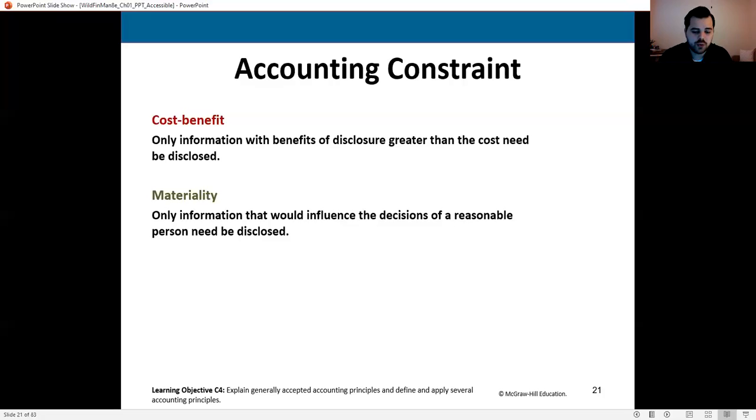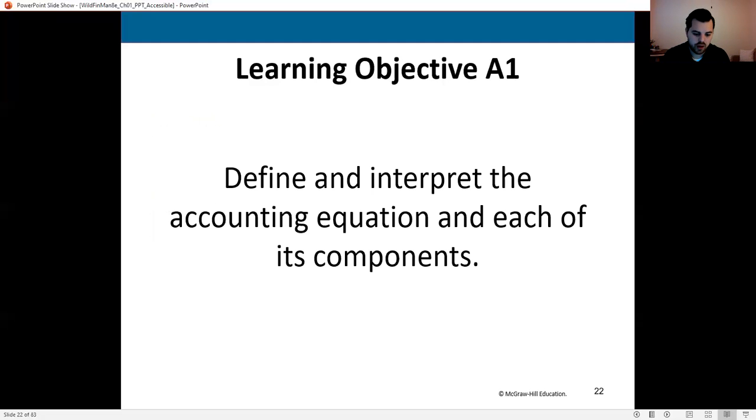Now, there are certain times we have to do things as a matter of law where they say, look, we don't really care if it's costly to you, you have to do this. And so we'll do those things. And then we've got what's called materiality. So the only information that would influence the decisions of a reasonable person will be disclosed. Once again, if Walmart loses $5, most people won't really care about that.